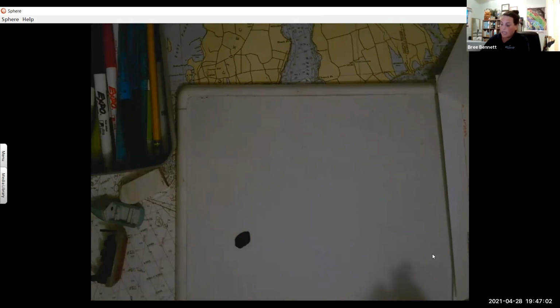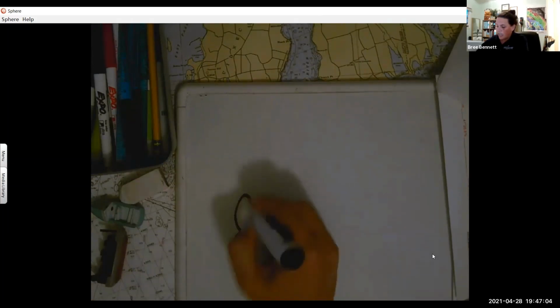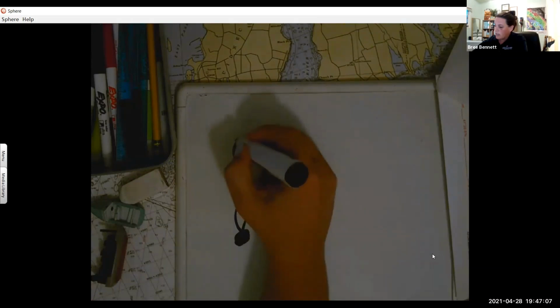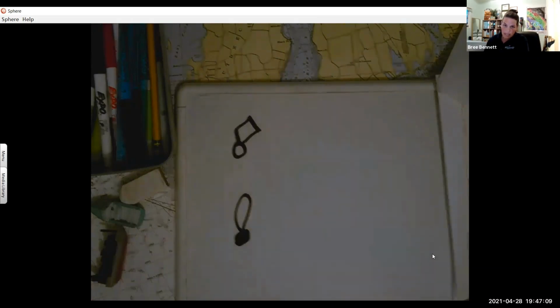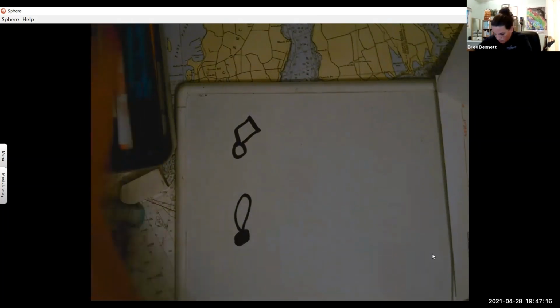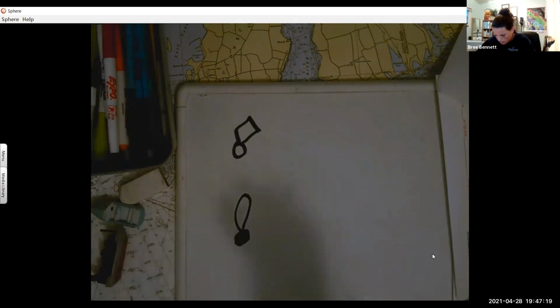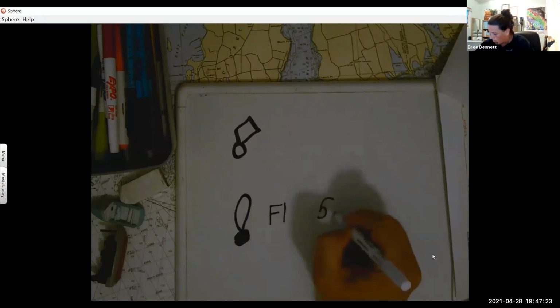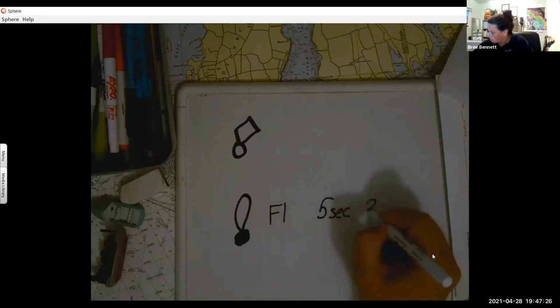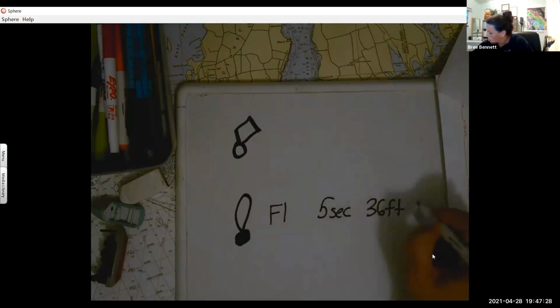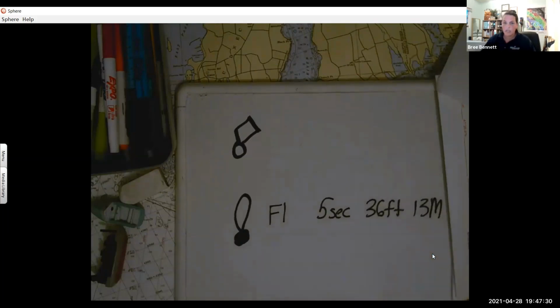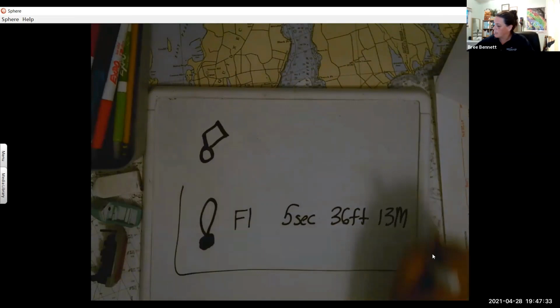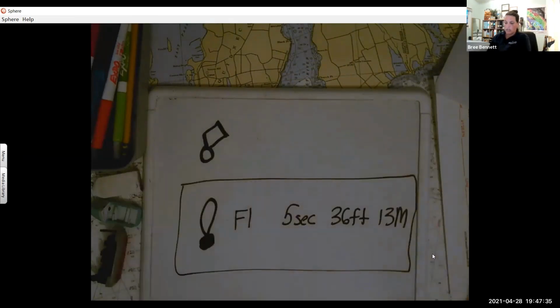So remember, our light is always a solid dot, where your buoy is an open dot with a diamond. So your light, I'm just going to copy a light characteristic from the chart here. We have FL 5 seconds, 36 feet, 13 m. So this is an example of what we see on the chart.